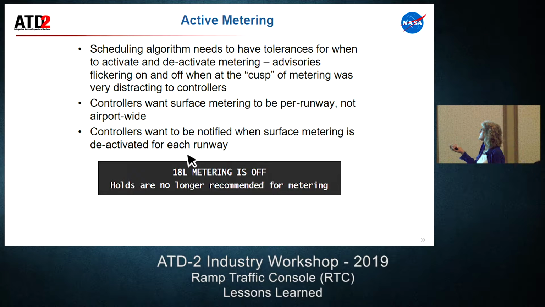And as Debbie spoke, the controllers want the metering to be per runway and not one metering advisory for the entire airport. And they do want to be notified when surface metering is deactivated. So if metering was on for both runways, 18 left and 18 center, they would want a different notification when it's turned off for each one of them.